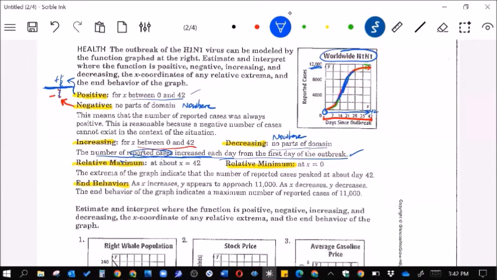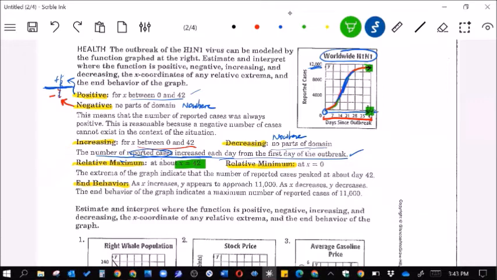Okay, now come down to relative maximum. So the relative maximum is where x is 42. That means it's the highest place that the graph goes up to. Some people would say, well, it looks like it's starting to even out, but we can't tell that. We can only see that it just went up to that.